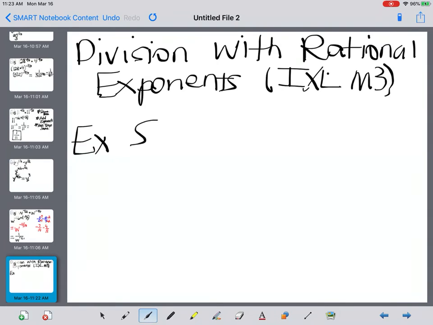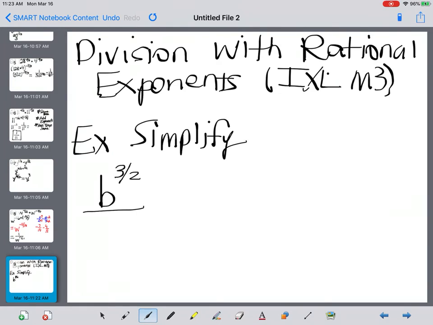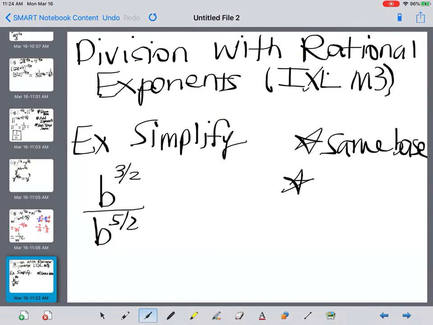So let's say we're going to be simplifying, and that's going to be the same rule for all of these, so I'm just going to only write it once. On this one we have b to the 3/2 over b to the 5/2. Now, just like with multiplication, if I have the same base, well, with multiplication I would add exponents. But for division, if I have the same base, I will subtract exponents.